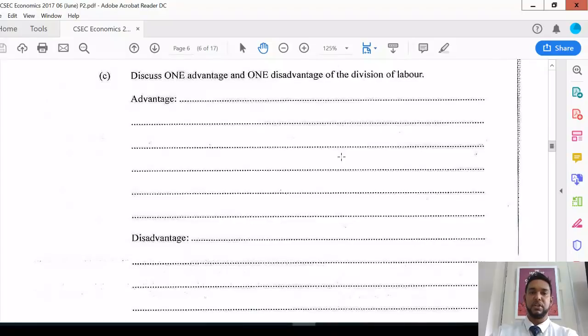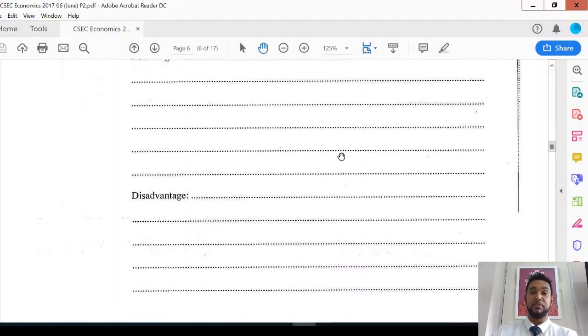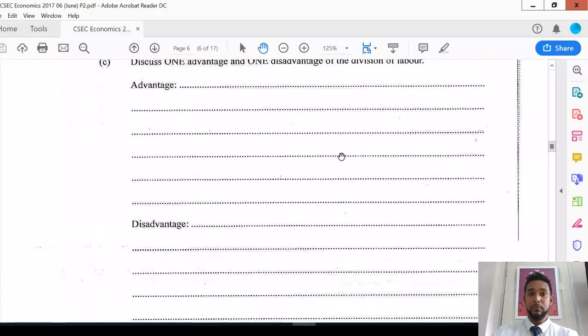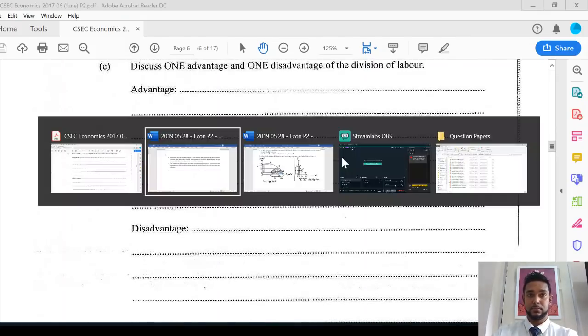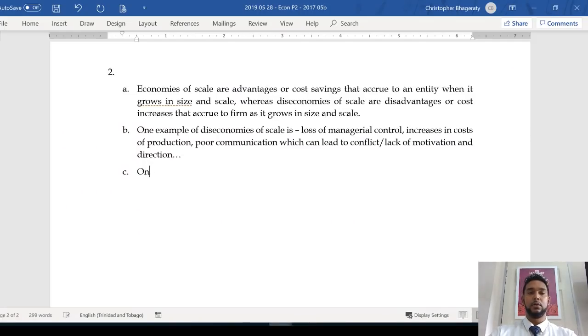Discuss one advantage and one disadvantage of the division of labor. 6 marks, so it's 3 marks for the advantage, 3 marks for the disadvantage. So one advantage could be an increase in overall production, but I don't know how to expand that. Yeah, for 3 marks? Yeah. Okay, so let's just talk very generally. An increase in production in the certain departments in which you specialize, because they divide the labor into parts.